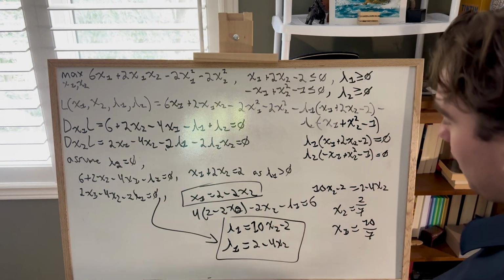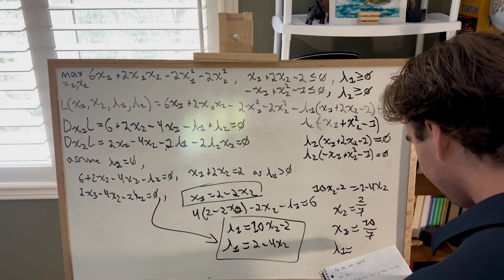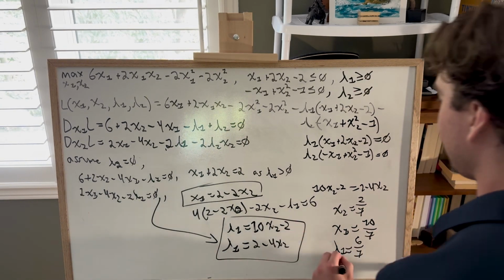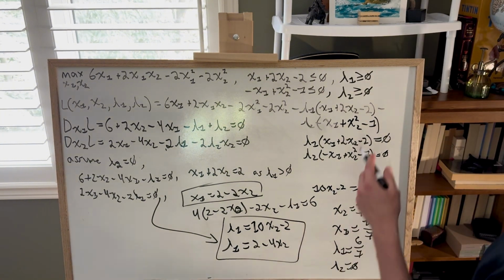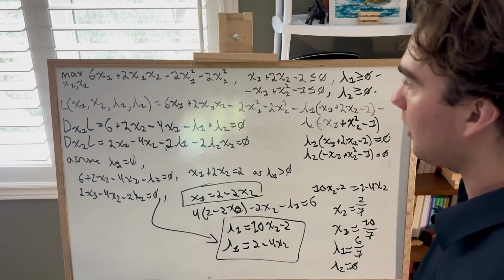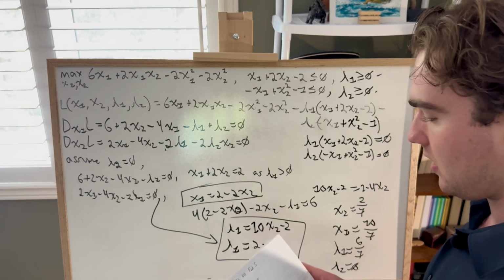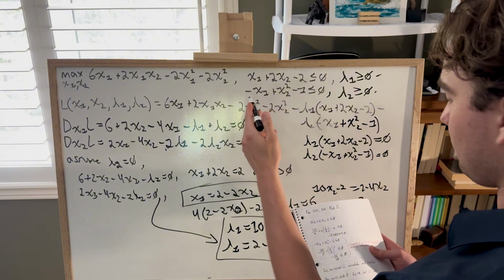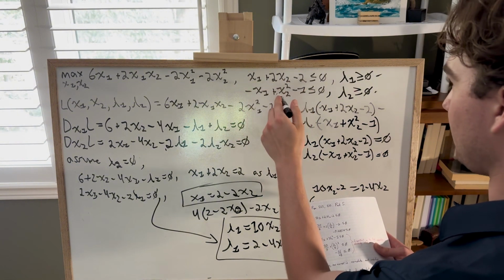Then you plug it back in, and you find that your Lagrangian 1 is equal to 6 over 7, which is perfect, and your Lagrangian 2 equals 0. So everything is good now, right? Everything is satisfied. This is satisfied, and we can make sure these other things are satisfied as well. We already know 1 is, and we can test for this one as well.